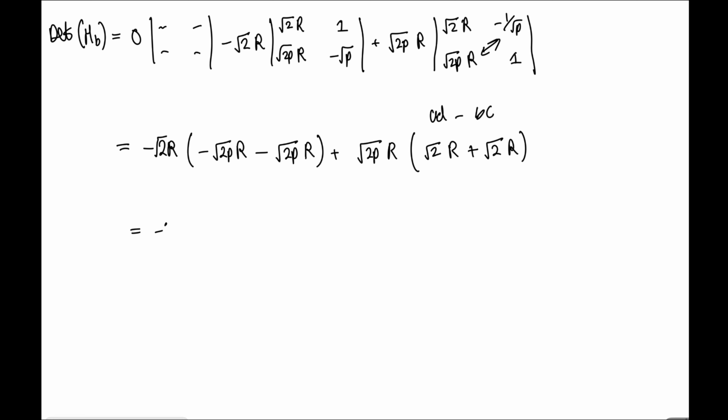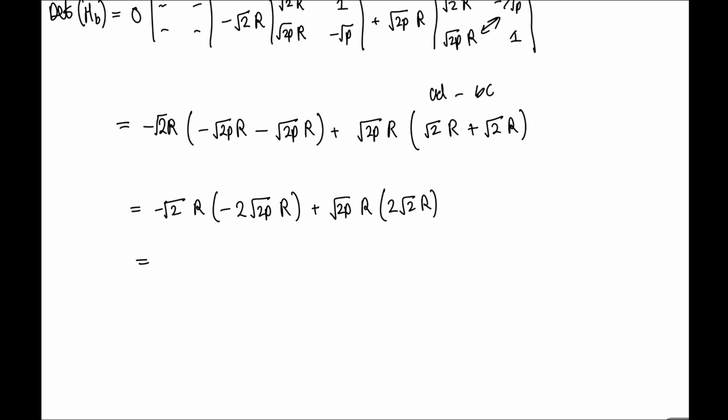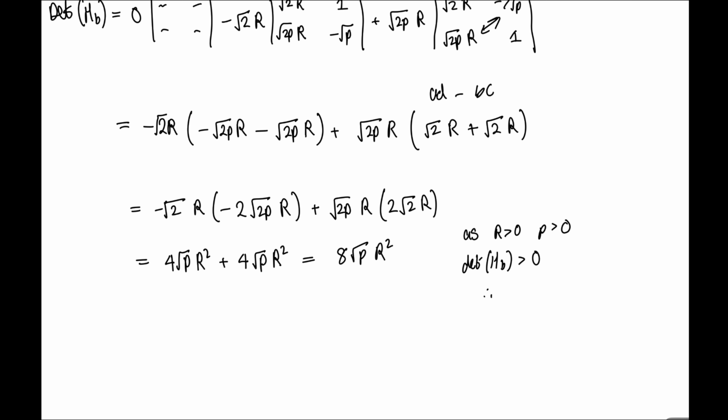If we now simplify, we have minus 2 lots of root 2pr, plus root 2pr, and then 2 lots of 2 root 2r. Expand this out, we get positive 4 root pr squared plus 4 root pr squared. So now we get 8 root pr squared, and as r is greater than 0 and p is greater than 0, the determinant is going to be greater than 0, therefore we have a maximum.